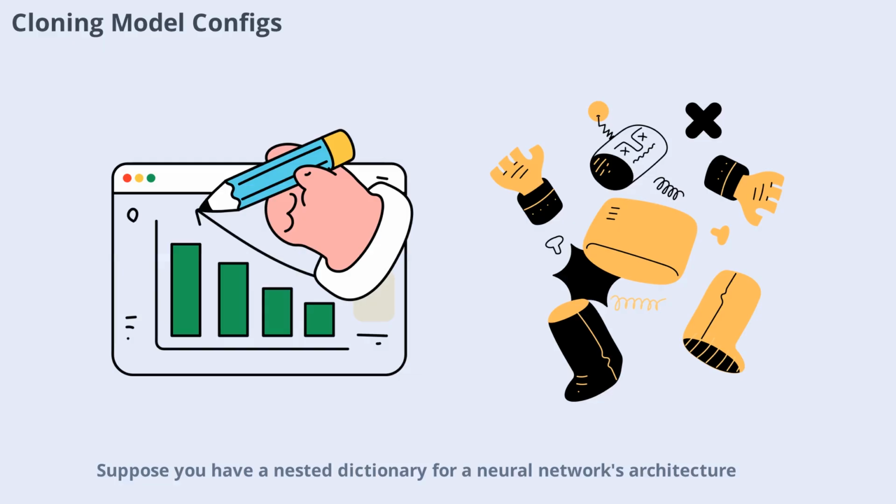Suppose you have a nested dictionary for a neural network's architecture. If you use a shallow copy, changes to inner lists affect both the original and the copy. With a deep copy, you get a completely independent clone, so you can safely tweak parameters for experiments without risk.